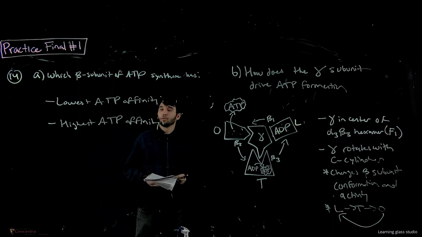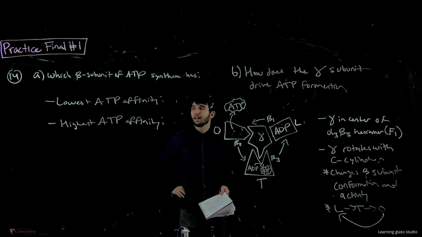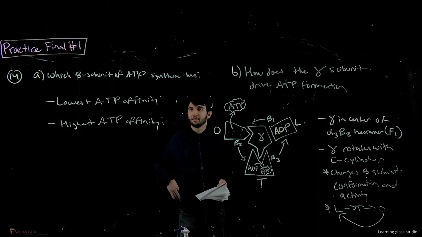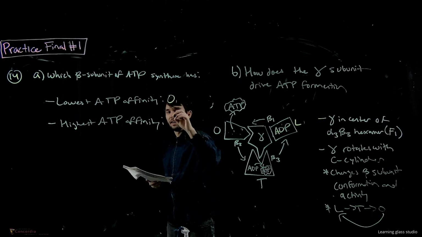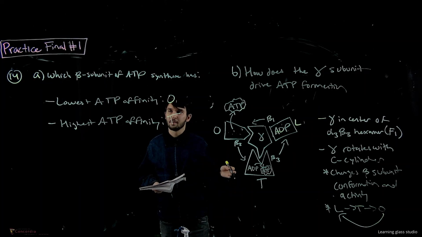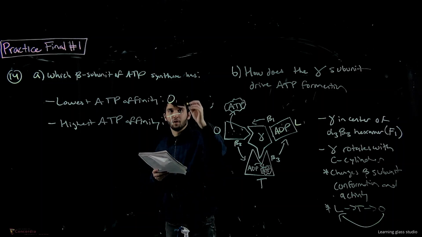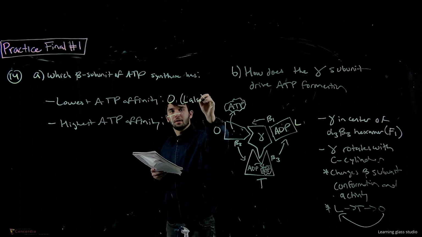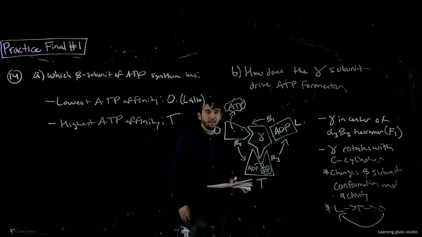All right, so question 14. So this one is about ATP synthase. So the first part is asking which beta unit of ATP synthase has the lowest ATP affinity and the highest ATP affinity. So the lowest affinity will be O, and the highest affinity will be T. That is because the O form releases ATP, and the T form is going to convert ADP into ATP. Okay, but the L also has a low ATP affinity because that's what's picking up ADP, not ATP.